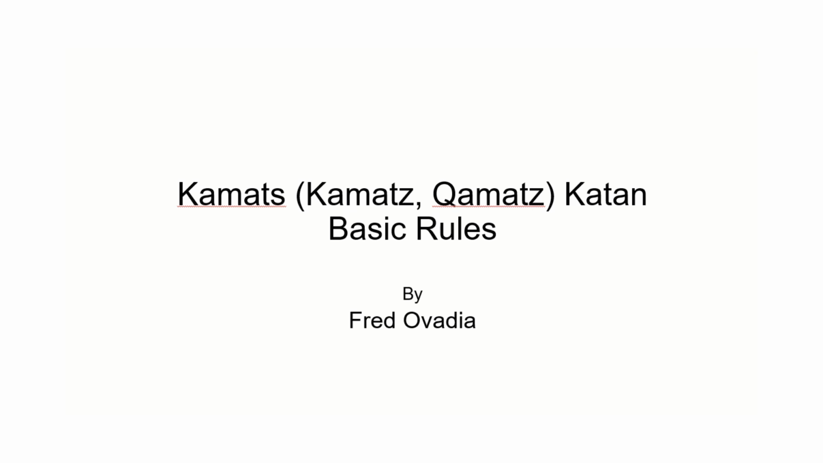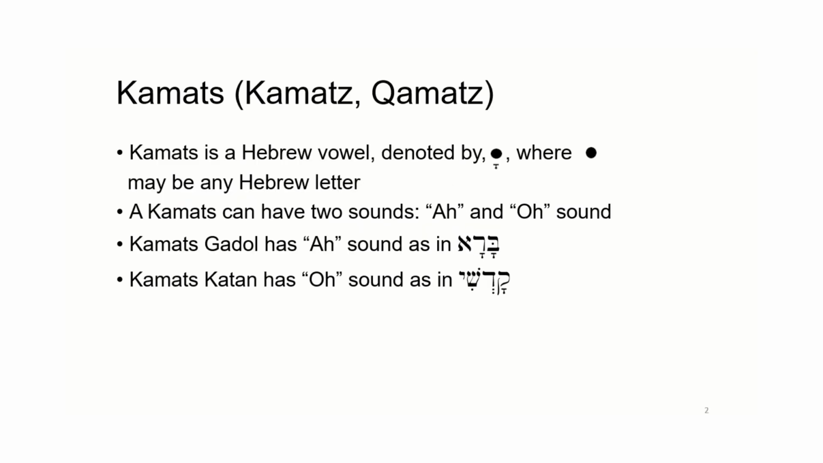In this video, I will present three Kamatz Katan basic rules. Kamatz is a Hebrew vowel that is placed under a Hebrew letter and is denoted by a shortened capital letter T. Note the filled-in circle represents any Hebrew letter. Kamatz can have two sounds, an A sound known as Kamatz Gadol and an O sound known as Kamatz Katan.